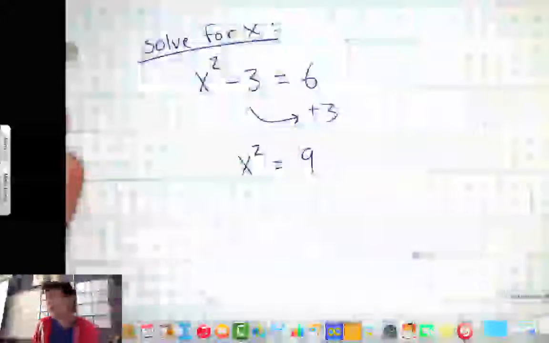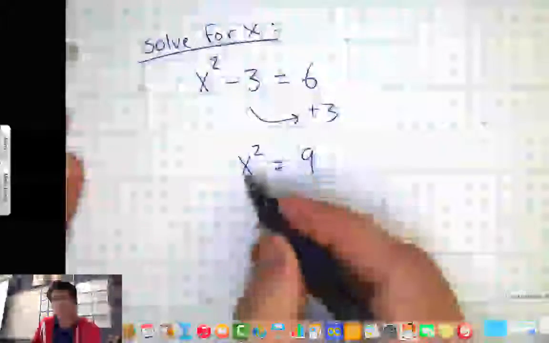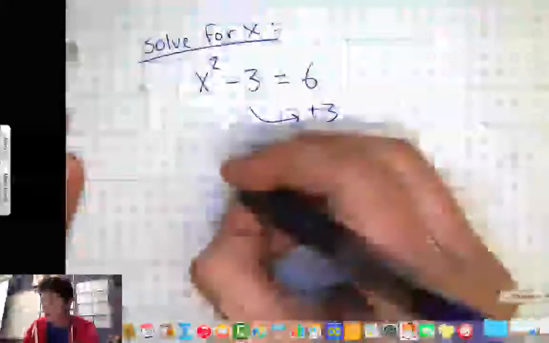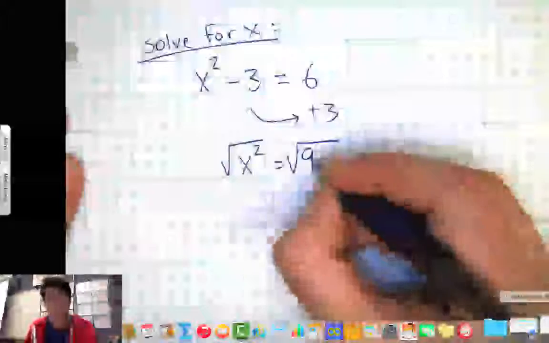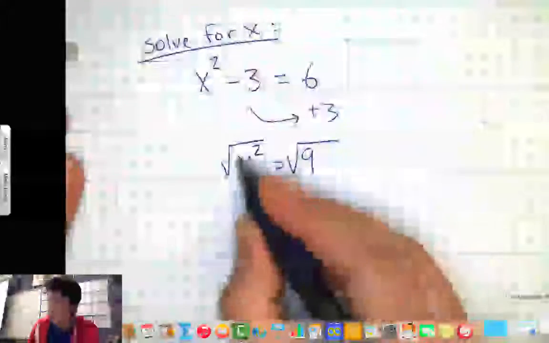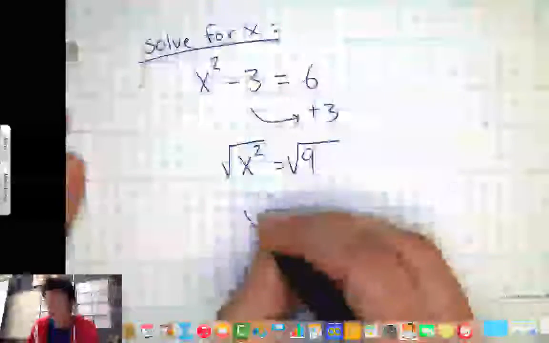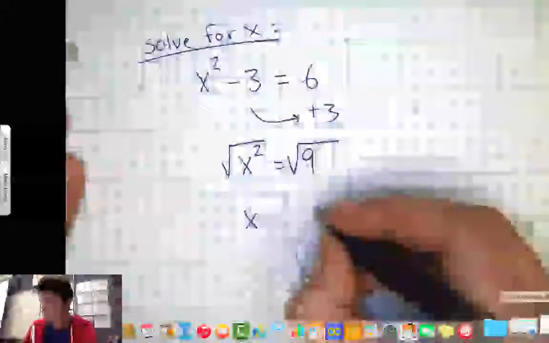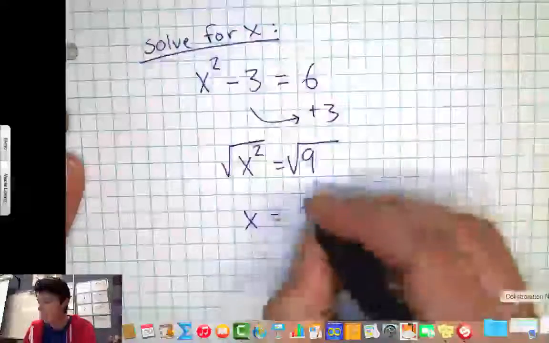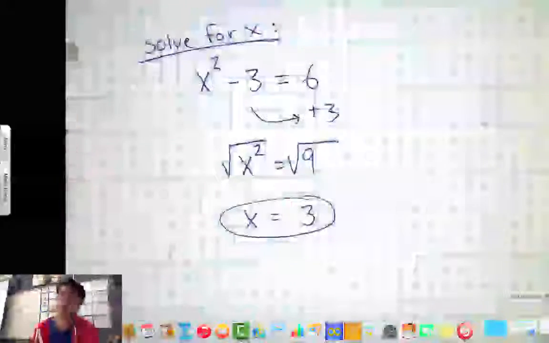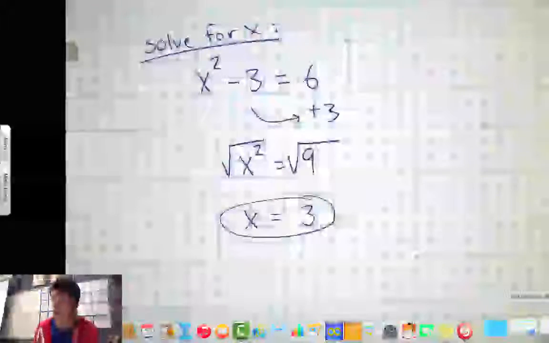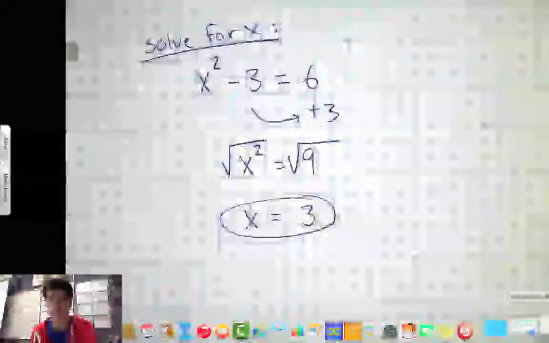And then to get rid of the squared part of this, I'm going to do the same thing to both sides. I'm going to use the square root operation. I'm going to square root the 9 and the x squared. The square root of x squared is x, and the square root of 9 is 3. So x is equal to 3. 3 is my answer. A super helpful tool when we're solving these equations is the square root operation.